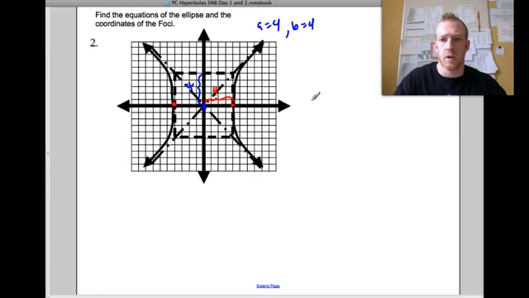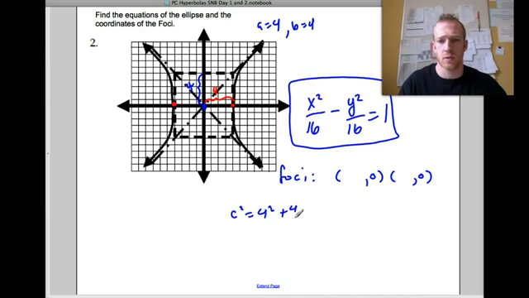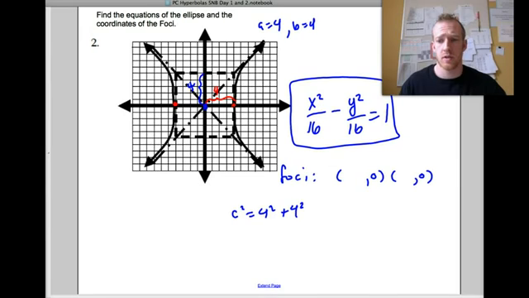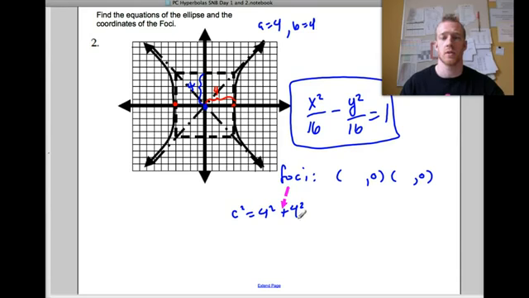So we have x squared over 4 squared, which is 16, minus y squared over 16 equals 1. There's our equation. And the foci are going to be along the x-axis. So it's going to be something, 0 and something, 0. And we know that c squared equals 4 squared plus 4 squared. For hyperbolas, this is a plus, notice, okay? This is a plus for hyperbolas. If it was an ellipse, this would be a minus.